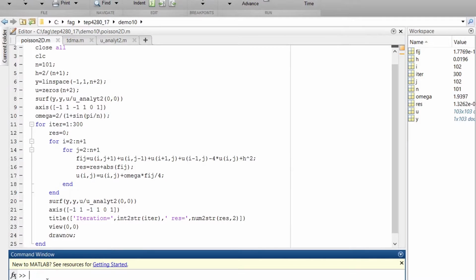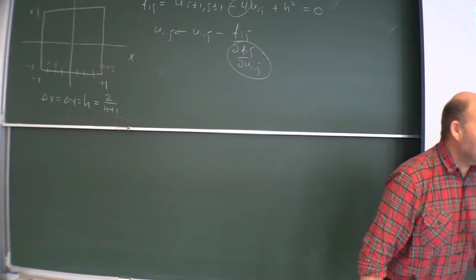Another way, you could have monitored max of u. Then you will get the biggest one, which is then fairly close to the analytical solution, 0.3. Any questions to that one? That's okay.